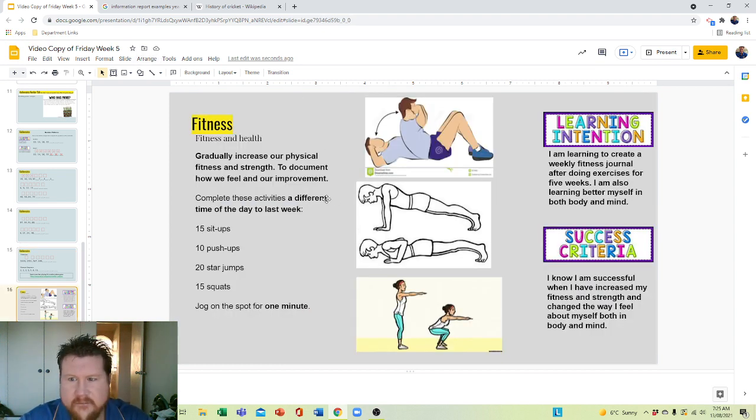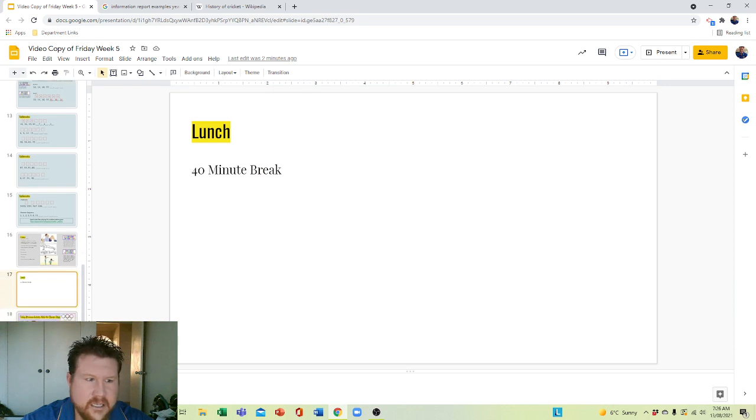Go back to fitness stuff. So you want to do 15 sit-ups, 10 push-ups, 20 star jumps, 15 squats where your arms are out. You bend down. Your legs have to be in the number 7. So basically your thighs are parallel, horizontal, to the ground. So you go from up, down, up, all the way down. And then jog on the spot for 1 minute. Yeah. Have a bit of lunch after that.